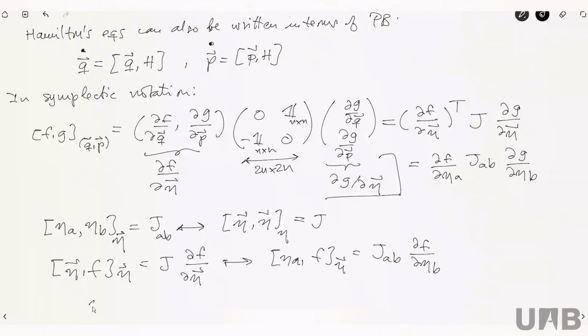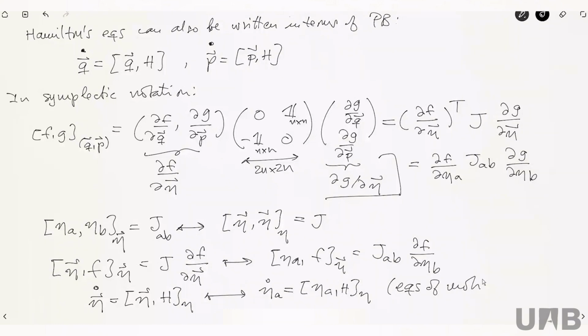And finally, the equations of motion, right? The equations of motion are eta dot equals the Poisson bracket of eta with h with respect to eta. Following the same notation, this means that eta dot_A is the Poisson bracket of eta_A with h with respect to eta. So those are the equations of motion.